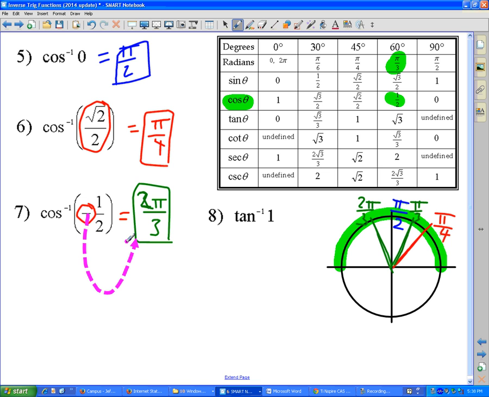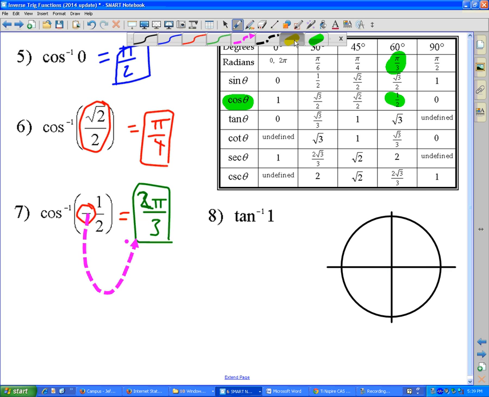What about tangent of 1? Well, tangent's a whole different ballgame, isn't it? Tangent is defined, once again, from negative pi over 2 to pi.